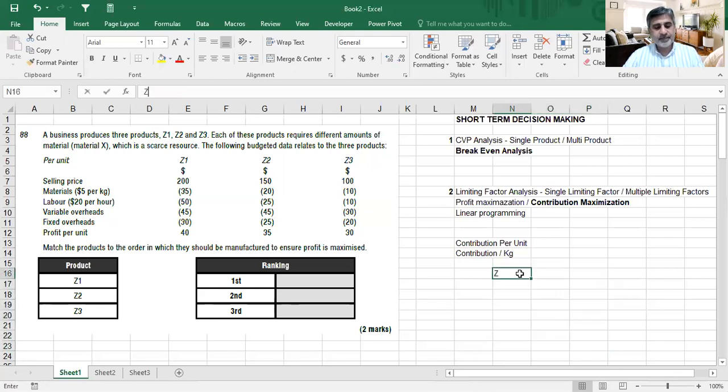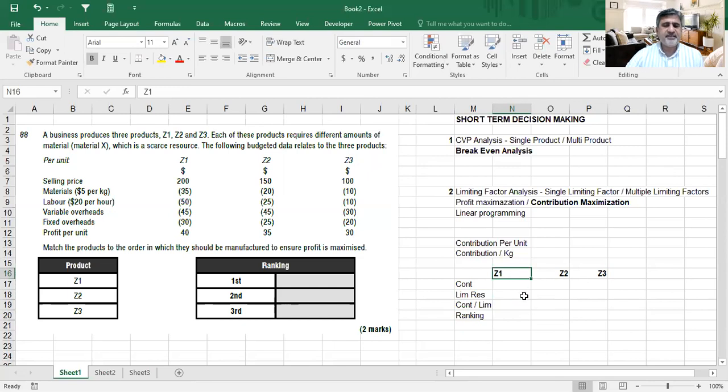Now, when you have Z1, Z2 and Z3, always write down the contribution and how much limiting resource you are using, in this case the number of kilograms. Then find out the contribution per limiting resource, and then do your ranking. Because I'm explaining, I'm writing it down. In the exam you don't write it down, you do it very quickly to save time.